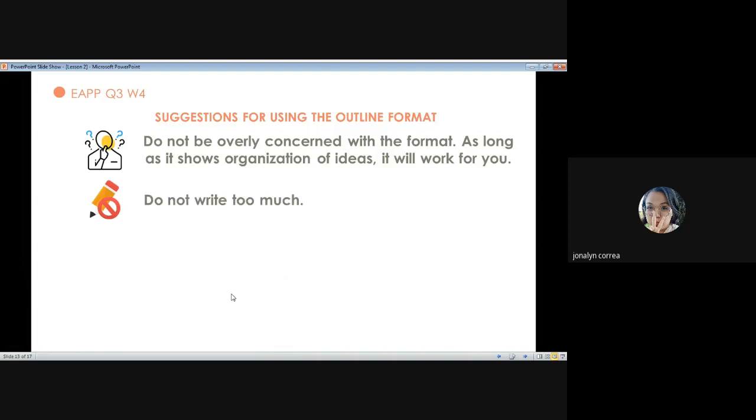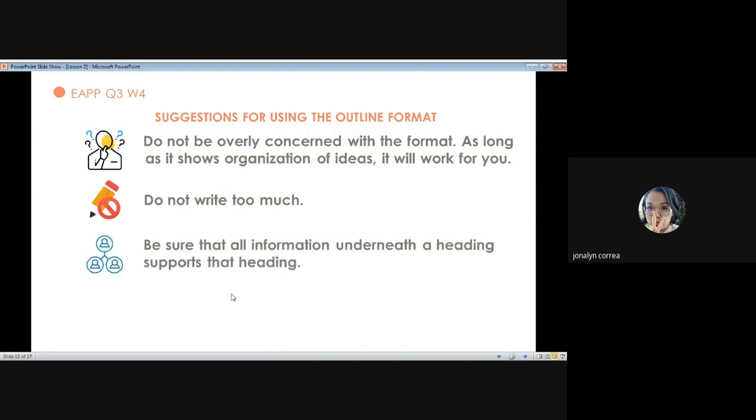The next tip is do not write too much, because an outline is just a guide for you to know what you will write on your specific paper or piece. You do not have to write as much as you want, since you only have to write what we call the key points of your ideas for you to know the flow of the content. Next, be sure that all information underneath a heading supports that heading.